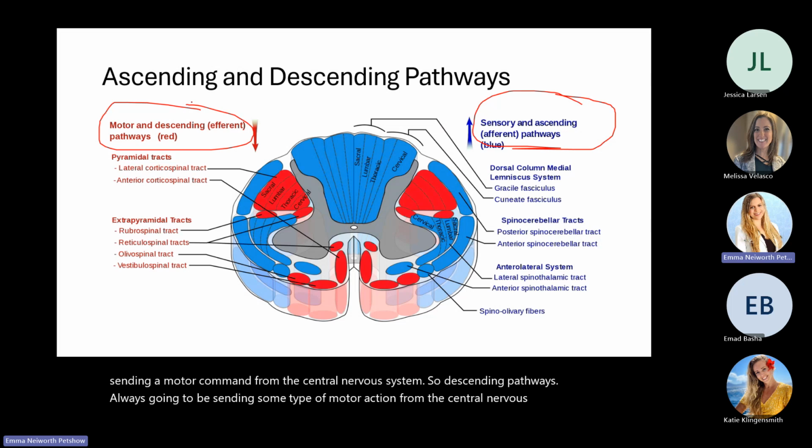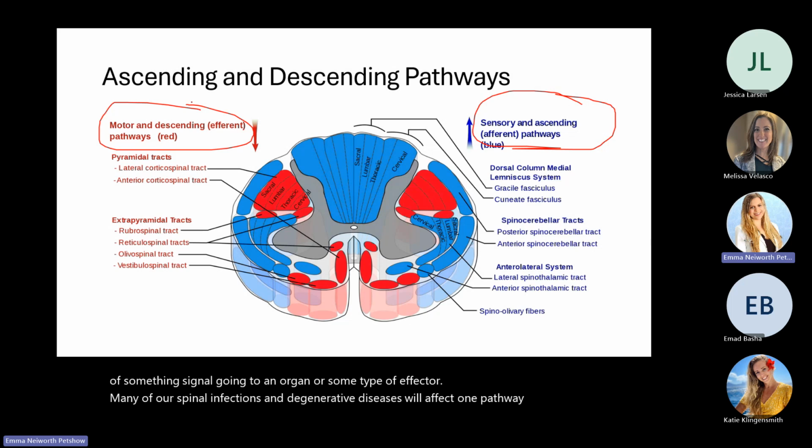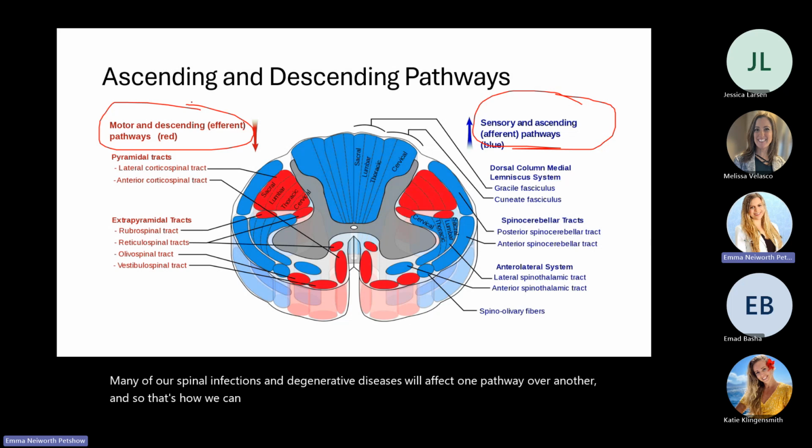Doesn't necessarily mean skeletal motor, but some type of motor. It's some type of signal going to an organ or some type of effector. Many of our spinal infections and degenerative diseases will affect one pathway over another. And so that's how we can predict neurologic damage, and we can test these different types of pathways.